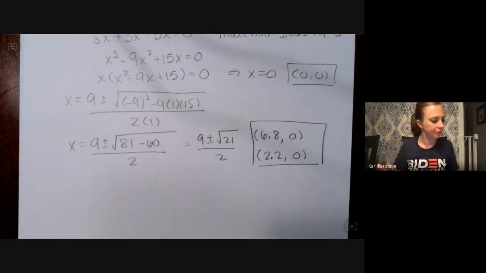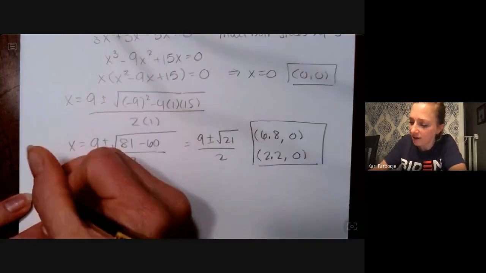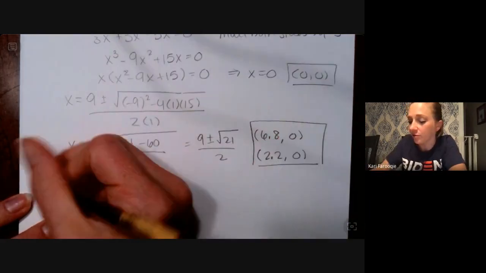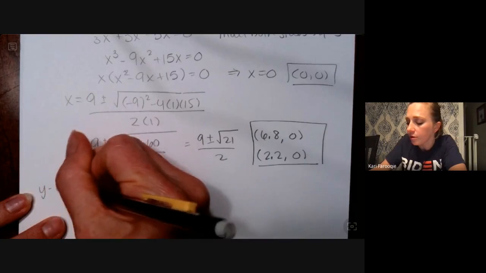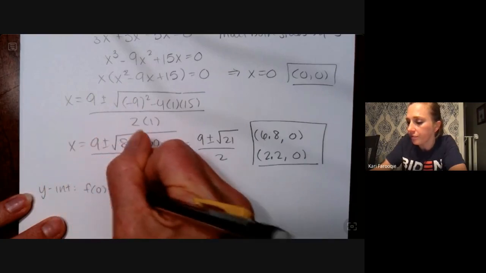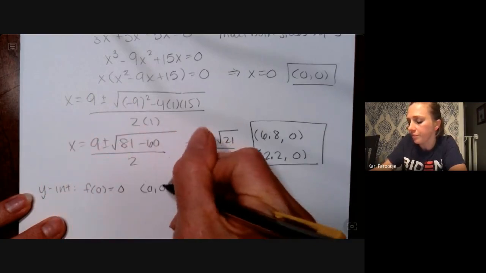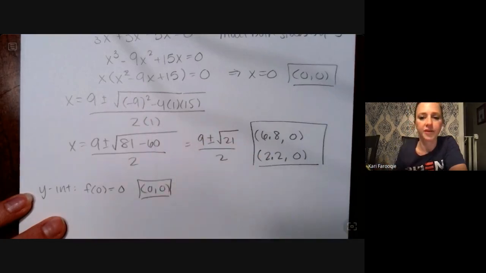Okay, now asymptotes. Oh no, wait, y-intercept. Almost forgot about that. So we found the x-intercept, I mean the y-intercept. Come on, it's right there. But that's okay. F of 0 is 0. Done.